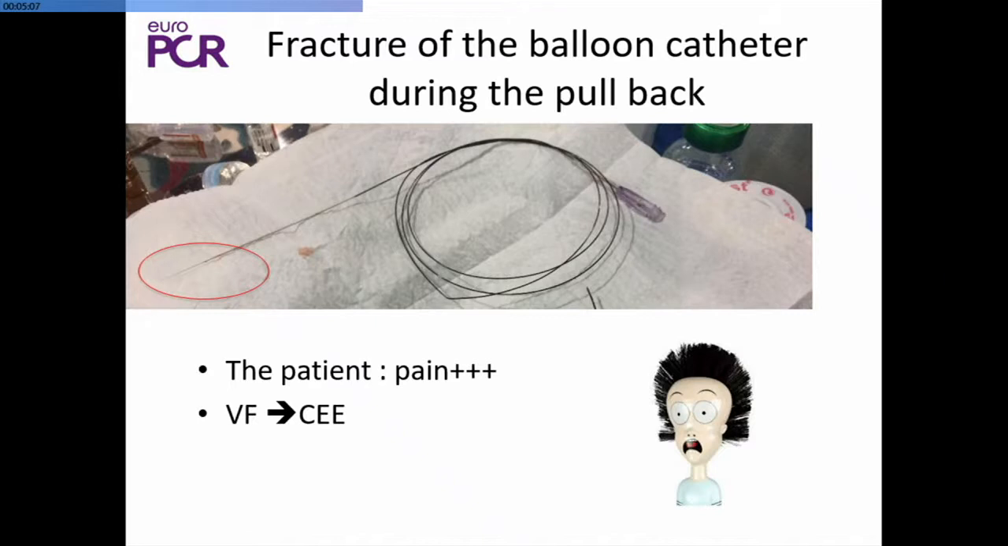If you get this situation in the cath lab, you have the balloon catheter which is broken, the balloon is in the LAD, and the patient is unstable. Have you any idea how to solve this problem? No snare in the cath lab? You could make your own snare, with the guide wire. Yes, it's a solution.